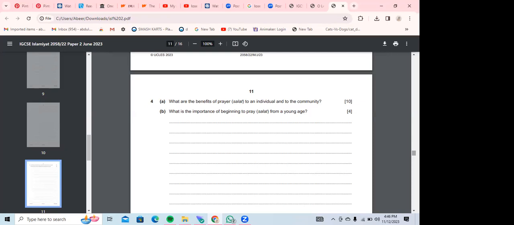Also, this question was in the year 2023. This question was not in the guess papers of several teachers. Mostly in the guess papers, it was predicted that the question of Hajj will come, but fortunately, the question of Salah came.